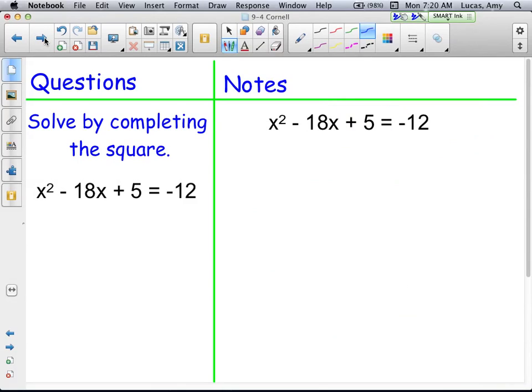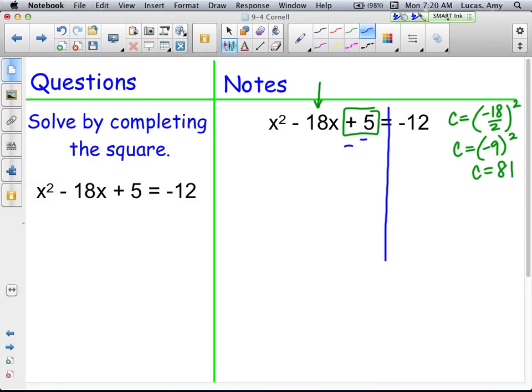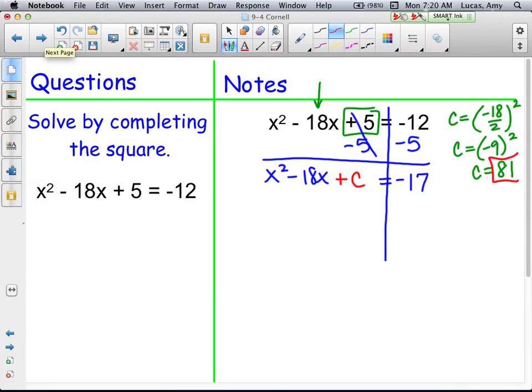Third example, I'm going to check this negative 18. So negative 18 divided by 2 and then square it. So that would be negative 9 squared. So c has to equal 81. It's definitely not 81 right now. So subtract 5 on both sides. x squared minus 18x, and it equals negative 17. Now we know that we need our c to be 81. So x squared minus 18x plus 81 equals negative 17 plus 81.